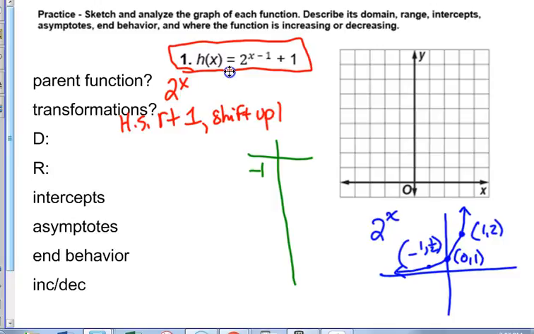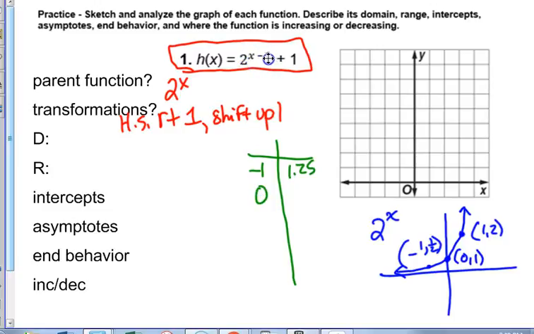1/4. Anybody agree, disagree? 2 squared is 4. Negative flips it over. So 2 to the negative 2 is 1/4. Plus 1 would be 1 1/4, or 1.25. Okay, put in a 0.